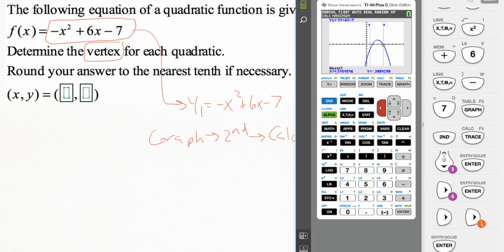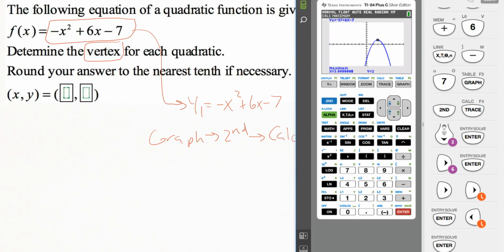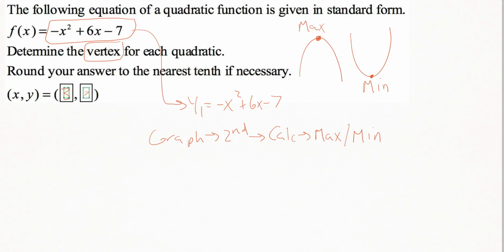And then it's going to ask me to guess where the max is. I really don't even need to worry about that. So you can go ahead and just hit enter. So in this situation, we end up finding that we have a maximum at the point 3, 2. So that's going to end up being our vertex. Our vertex will be happening at the point 3, 2. And it's that easy to find a vertex.